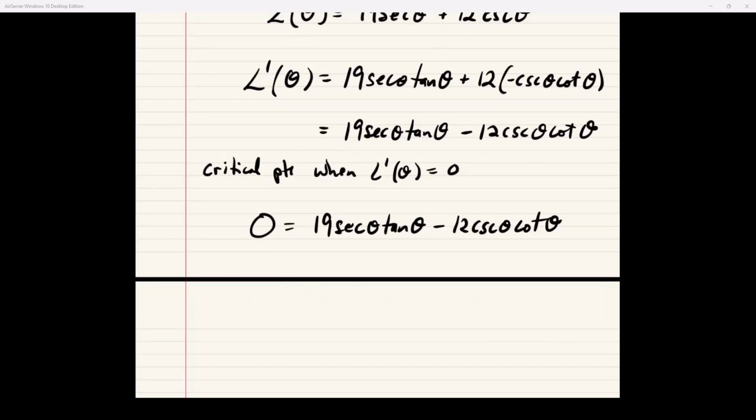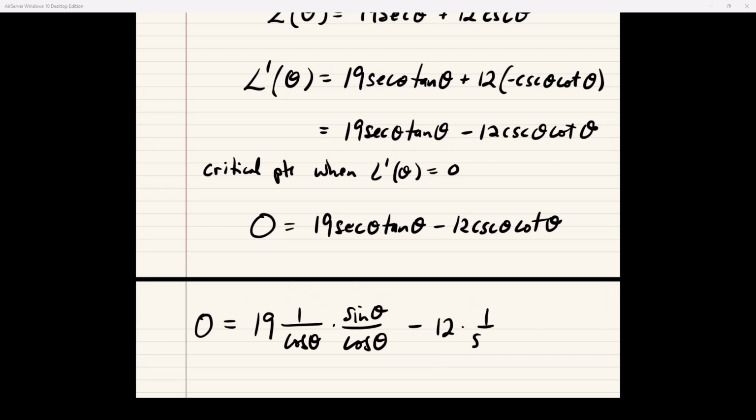Now this could look like a formidable equation to solve, but if we write it back in terms of sines and cosines, it turns out to be not that bad to solve. So let's say we have 0 is 19 times 1 over cos, and this is sine theta over cos theta. And then we have minus 12 times 1 over sine theta, and the cotangent, that's cosine theta over sine theta.